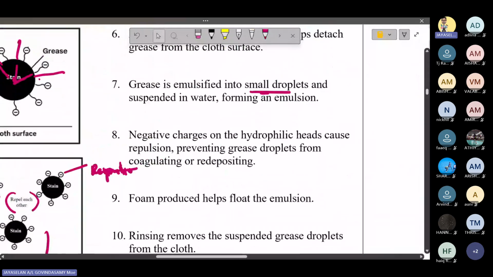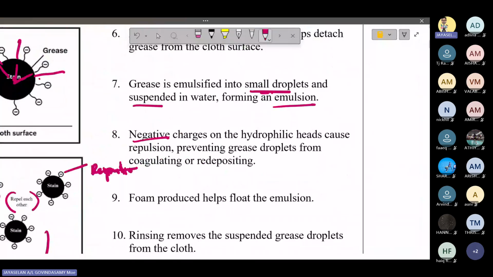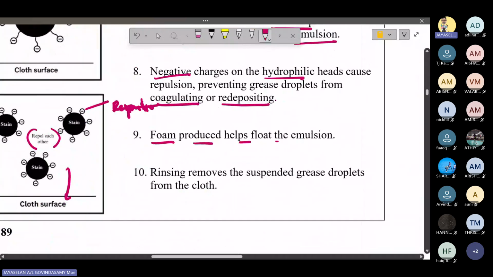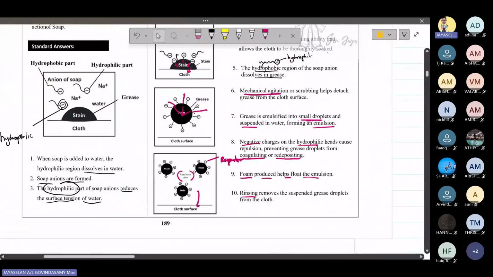So you see here the grease emulsifies into small droplets, becomes suspended and forms an emulsion. The negative charges on the head prevent the grease droplets from coagulating and redepositing, because they always repel each other. Foam produced helps to float the emulsion. Rinsing action will help to remove the grease from the cloth surface. That's all. Any question? This answer is in my book.